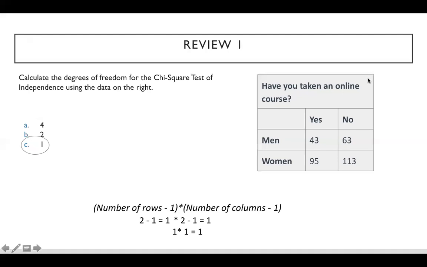Then we find the number of columns. We have 2 columns here, yes and no. We subtract 1, and we get 1. And then when we multiply those 2 numbers together, we get 1 as our degrees of freedom for the chi-square test of independence.